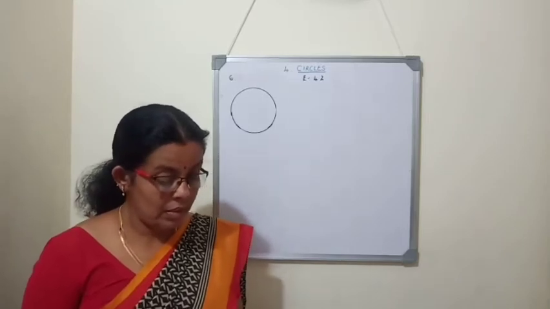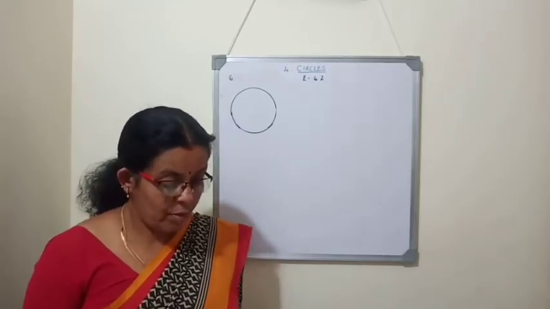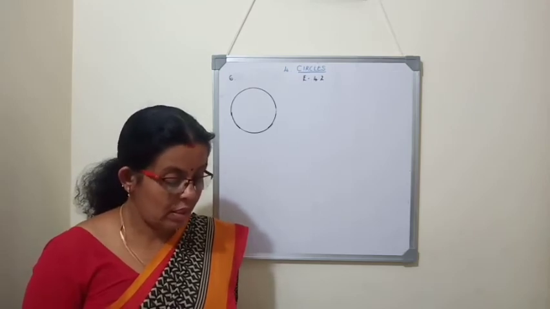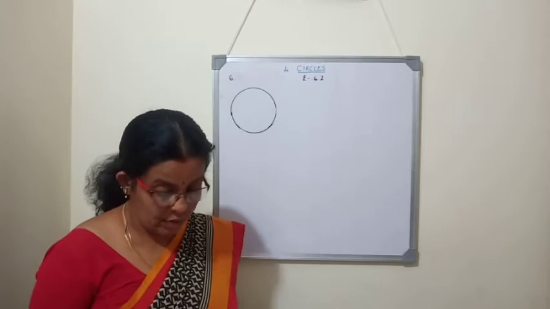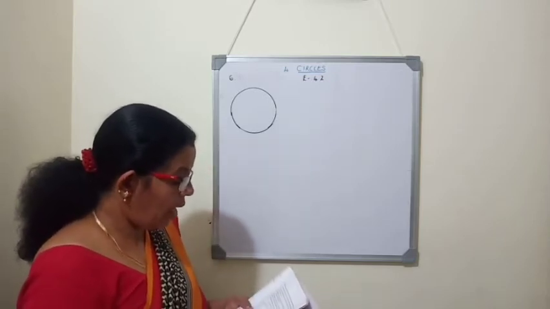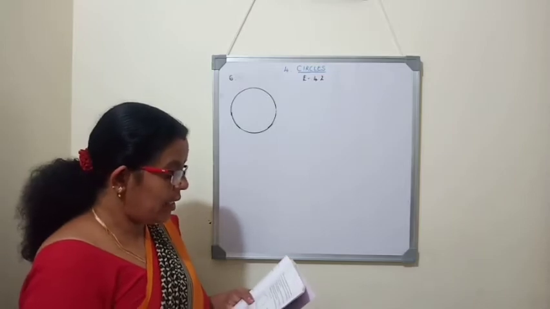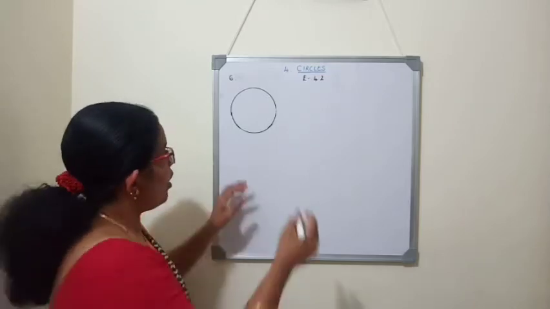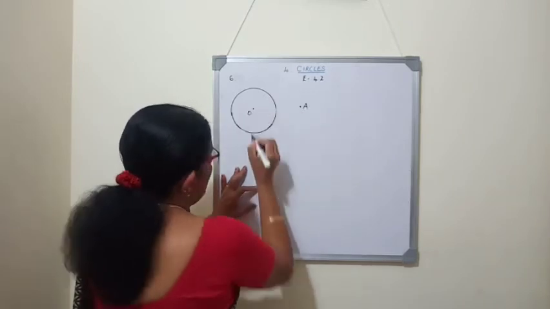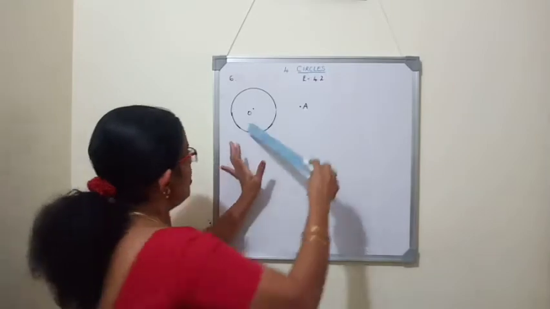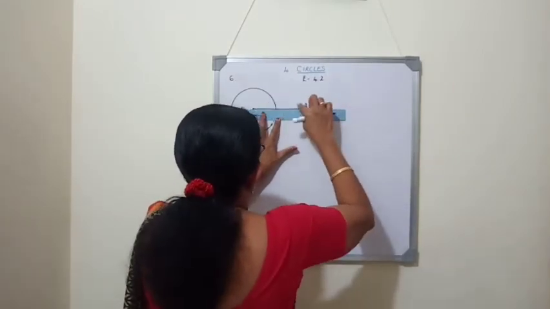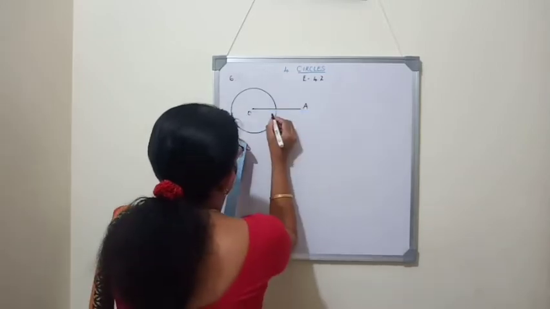The sixth question is, the length of a tangent from a point A at a distance 5 cm from the center of the circle is 4 cm. Find the radius of the circle. So the point A will be 5 cm away from the center. So OA is 5 cm.